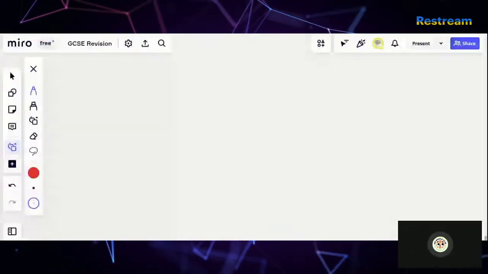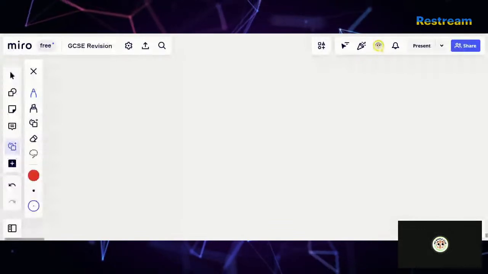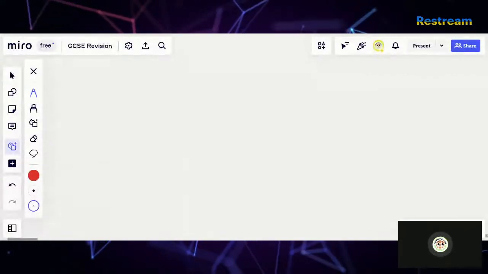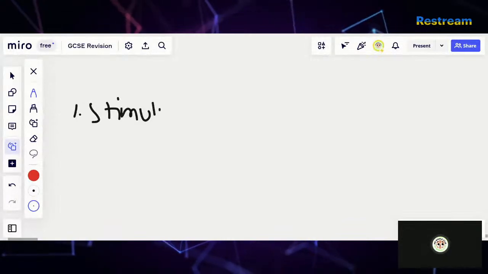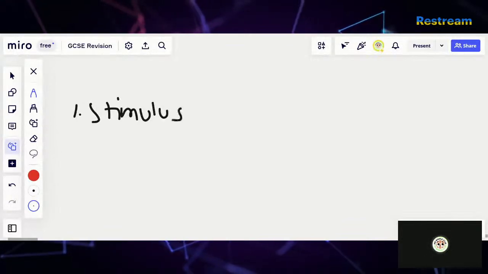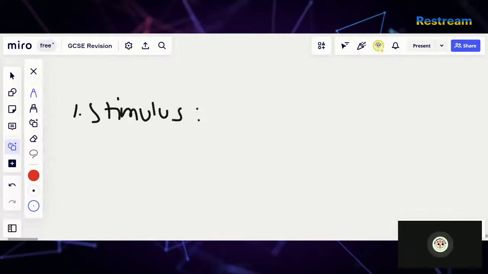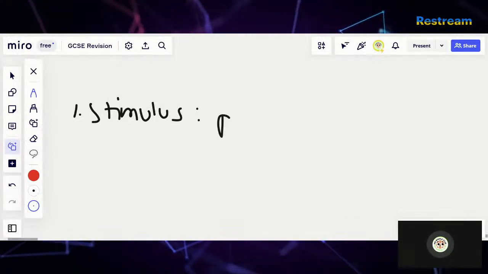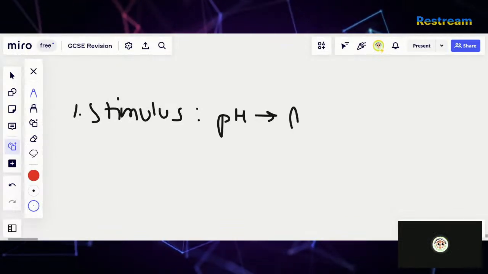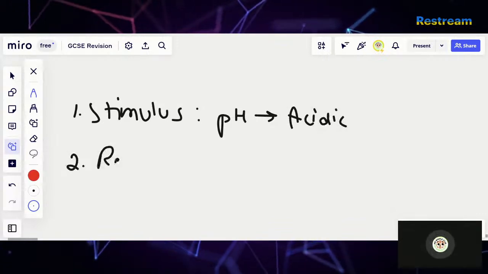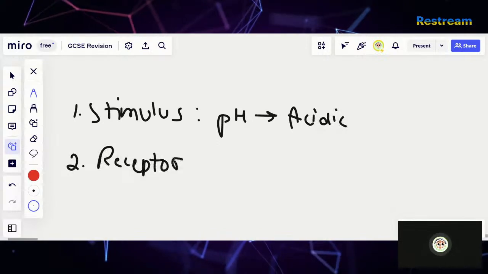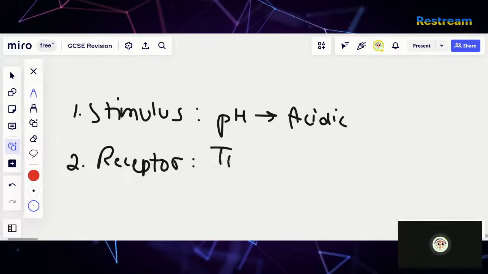The first piece of information is that she eats a toxic sweet. And we know that the toxic sweet is acidic. So the stimulus, which is a change in the environment, is a change in pH to acidic. Now, what detects the stimulus? We know that receptor cells detect the stimulus. In this case, the receptor cells must be on the tongue.